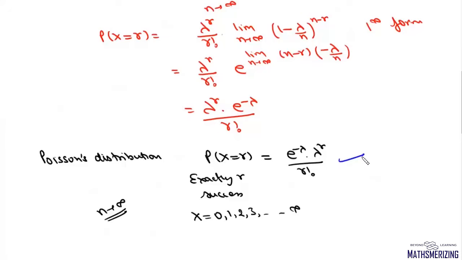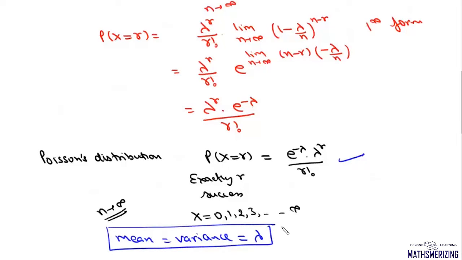Now in case of Poisson's distribution, both mean and variance are equal, and they are equal to lambda. So in case of Poisson's distribution, mean and variance must be the same and they are equal to lambda.